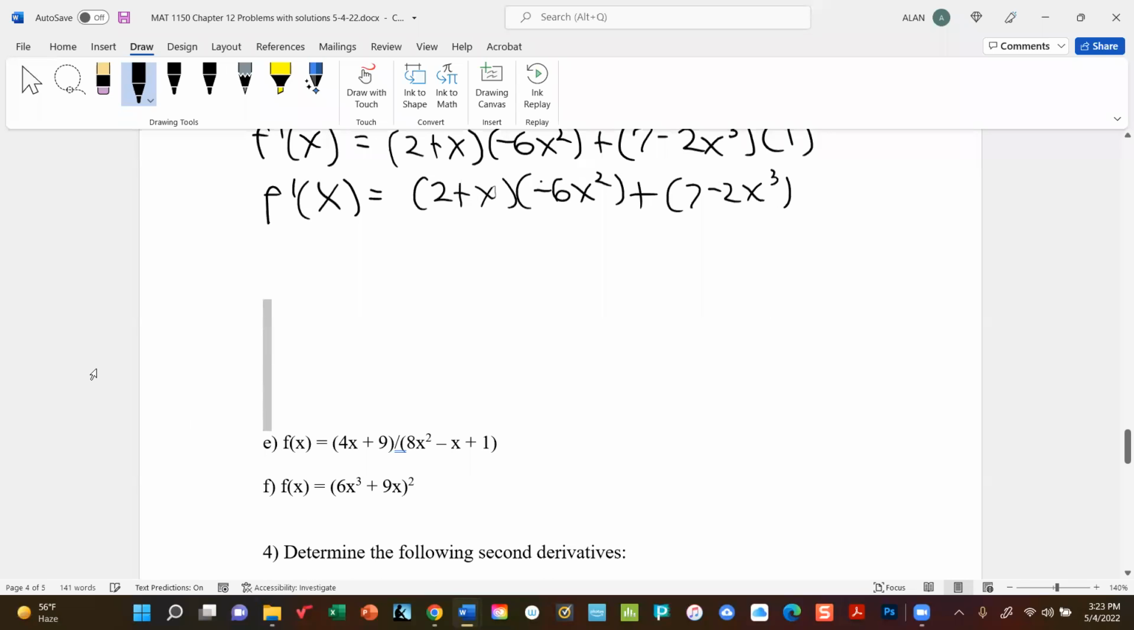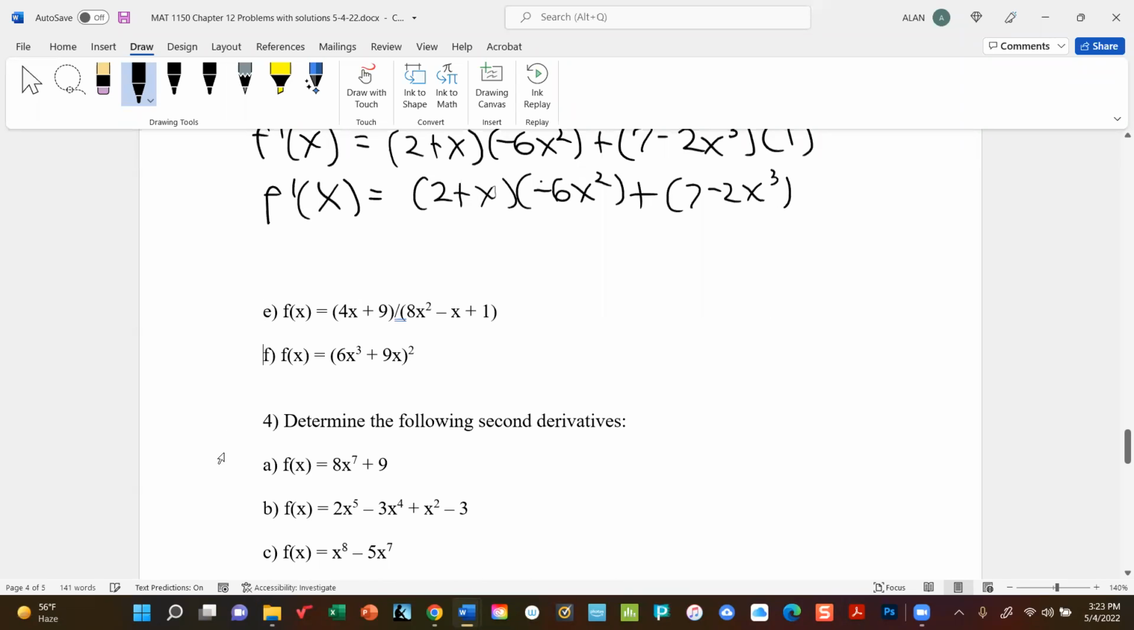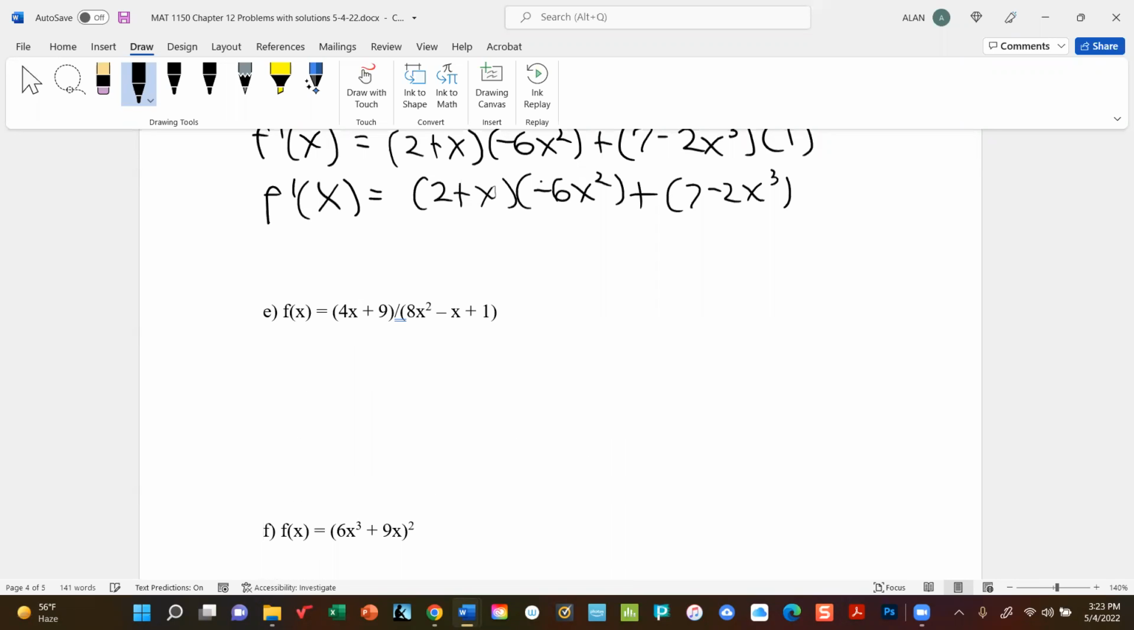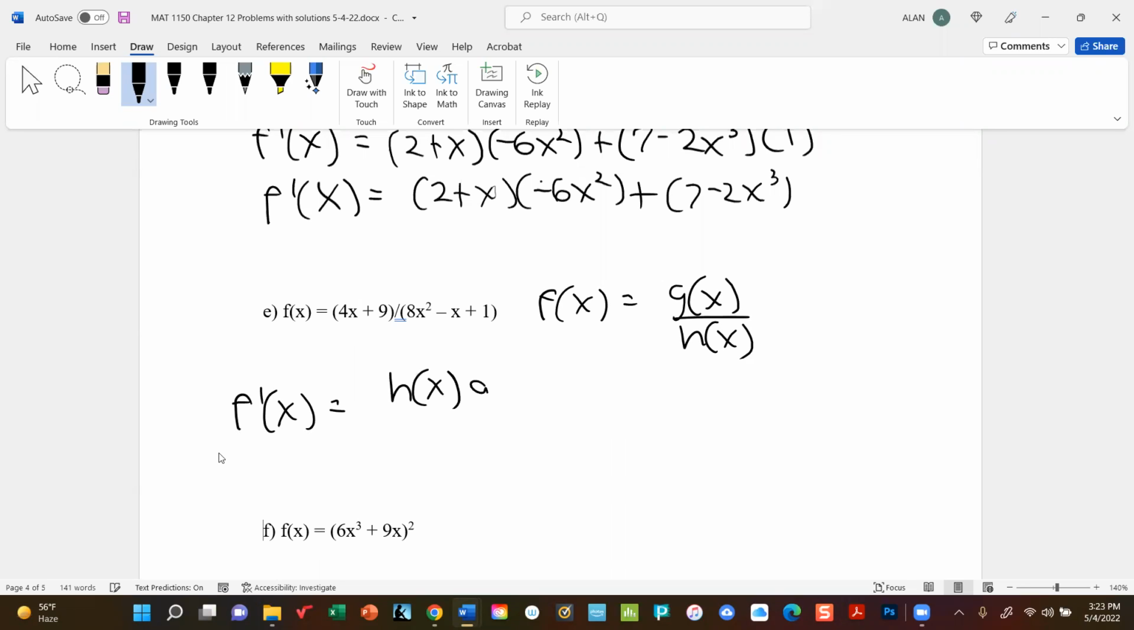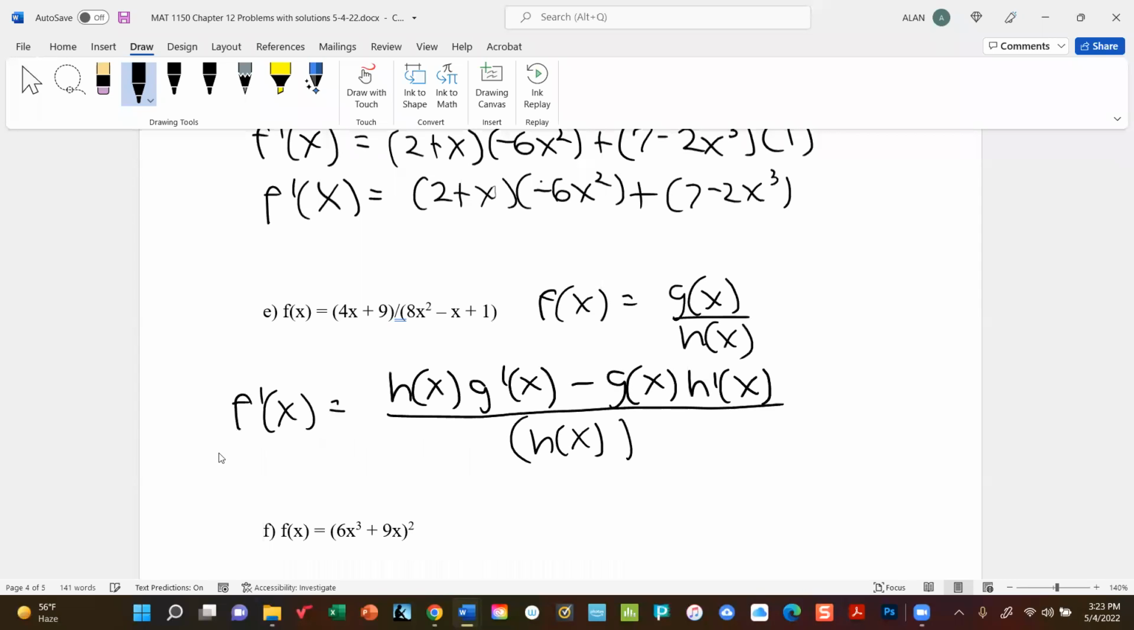Now, this next one is the quotient rule. Okay. So with the quotient rule, it's a little bit messier. In fact, it's quite a bit messier. So this is what it looks like. Wow, what a mess, huh? So that's our quotient rule.